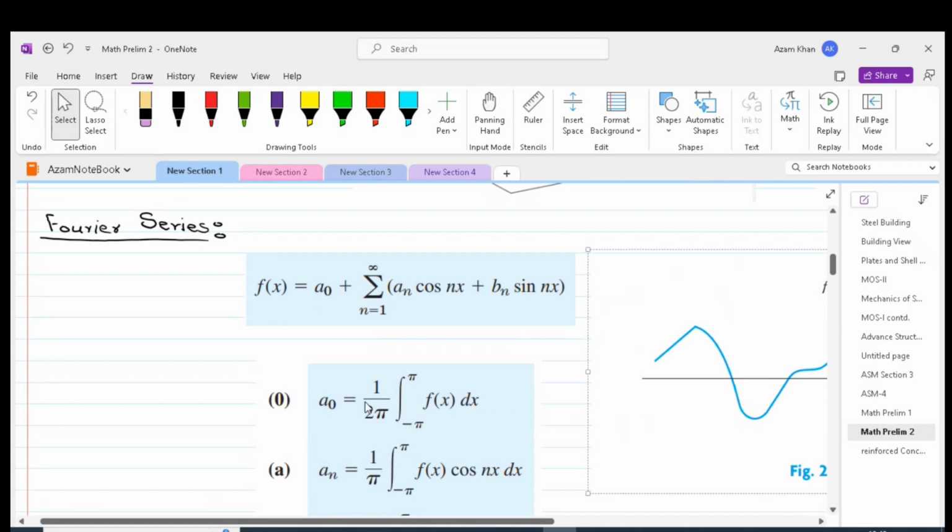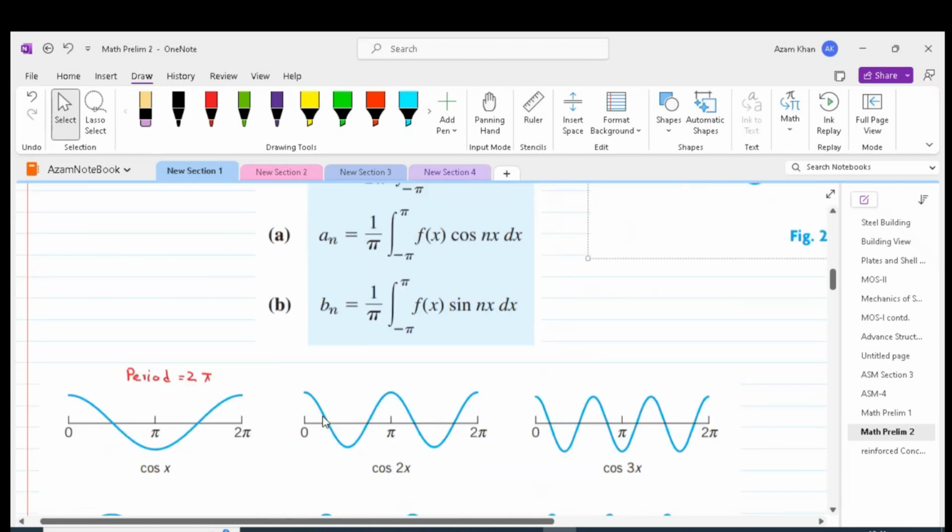The baseline constant a naught is equal to 1 by 2 pi times the integral from minus pi till plus pi of f of x dx. So this baseline constant is actually the average value of the function. So in reality, we are trying to approximate any function into a series of sines and cosines.